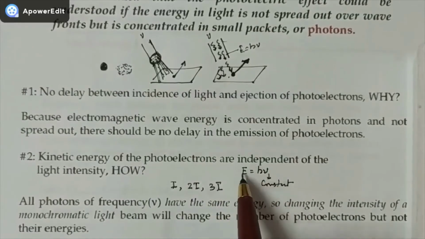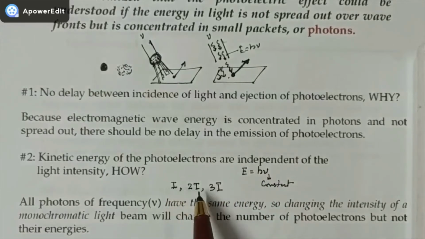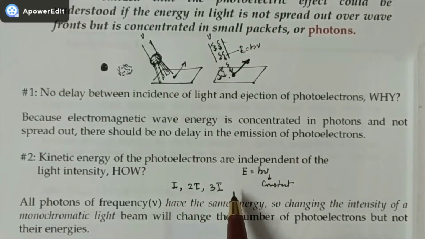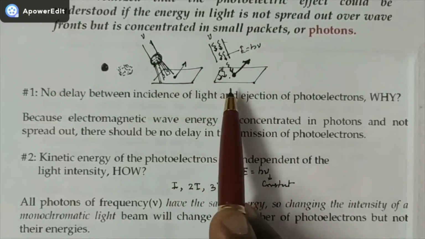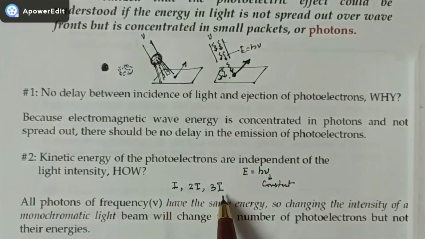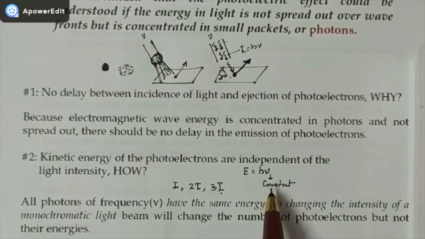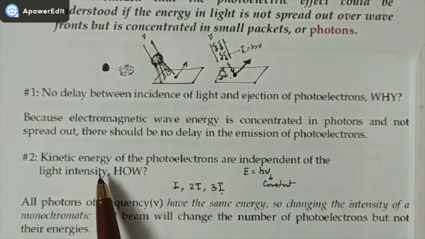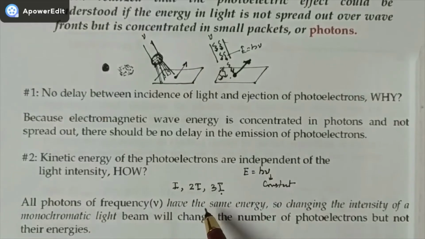But because the energy is fixed, the electrons which are coming out with these three intensities are not going to have different kinetic energy. They are all going to have the same kinetic energy, because the energy incident on the surface is the same for all these three brightnesses. Brightness means I am just increasing the number of photons, not the energy. So with this concept, I can say that the kinetic energy of the photoelectrons is independent of the light intensity, because increasing the intensity does not mean increasing the energy, it's just increasing the number of photons in the electromagnetic radiation.